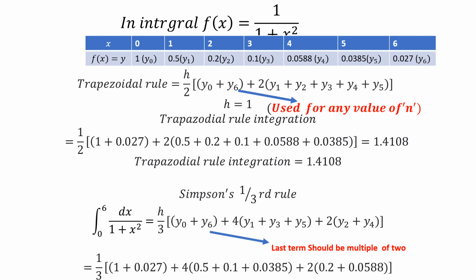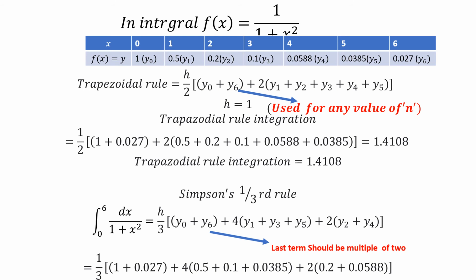You put in the values: h is equal to 1 by 2, which we have taken, and then the y0 value that we already calculated. Because y1, what is y1? 0.5, right? Then this, y01, and y6, 0.027, this one, plus 2.